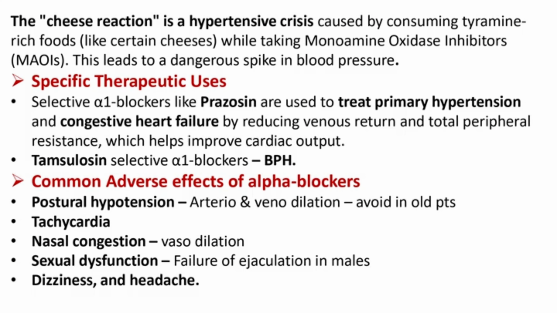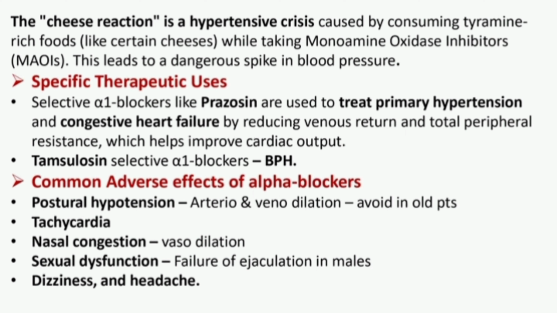Then the common adverse effects of alpha blockers. First one is postural hypotension, because it's decreasing the BP, arterio and venodilation. Because of that, it's postural hypotension. So it's avoided in all patients. What is postural hypotension? Everybody knows, suddenly changing a position. Because of that, it's showing the postural hypotension. So we want to avoid it in all patients.